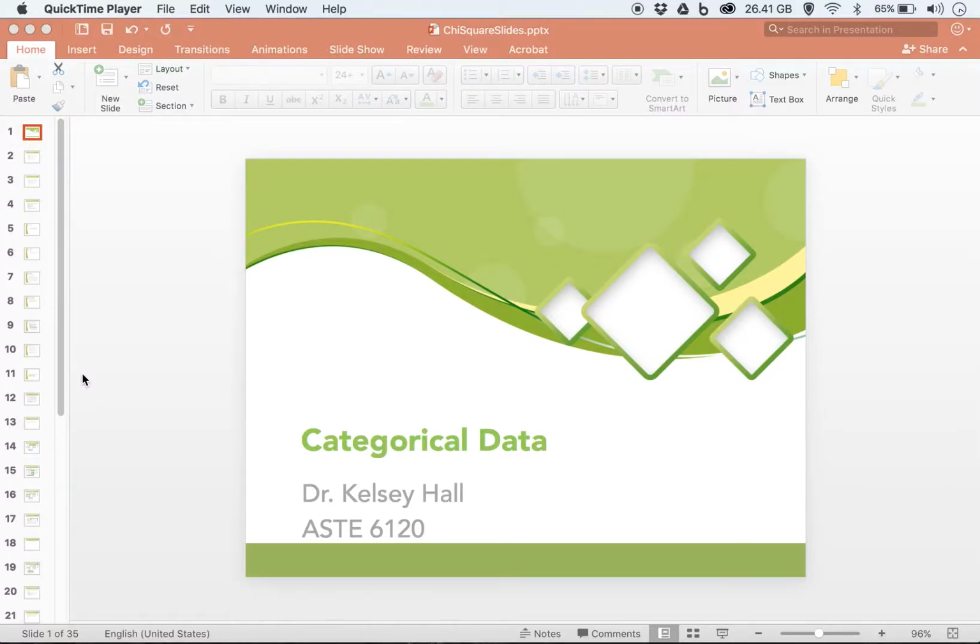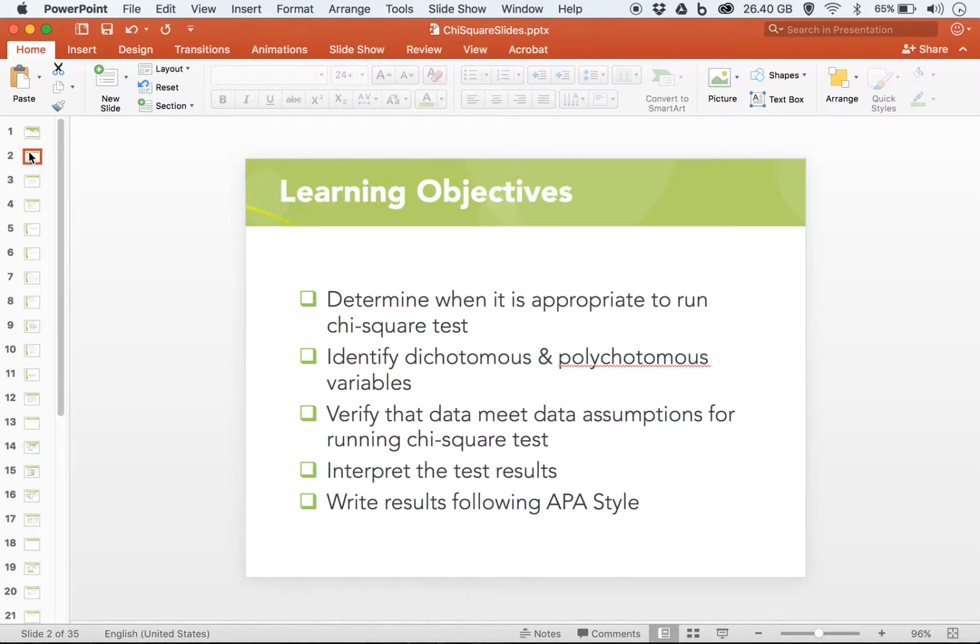In Chapter 18 of Categorical Data, we're going to look at the chi-square, which is a very popular non-parametric statistical test that is appropriate when data are in the form of frequency counts or proportions that can be converted to frequencies. By the conclusion of this lesson, we're going to determine when it's appropriate to run a chi-square test, identify the variables you can use, make sure that you meet the data assumptions for running a chi-square, interpret the test results, and write results following APA style.